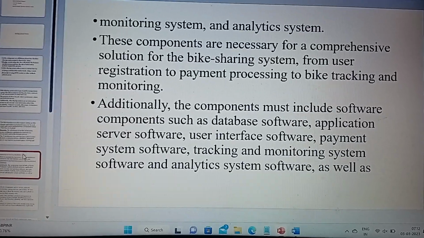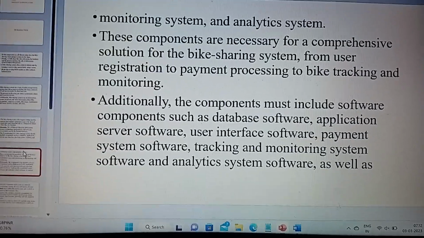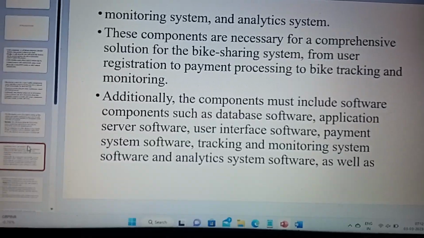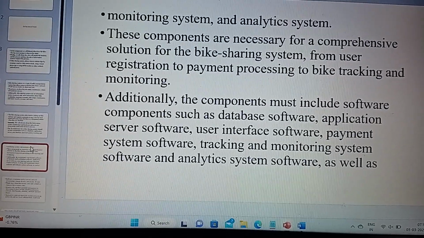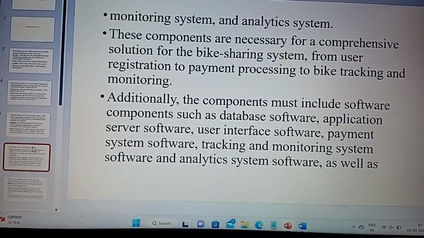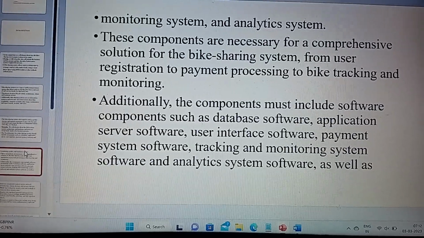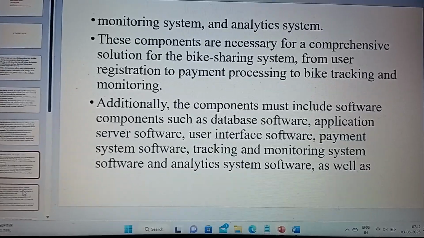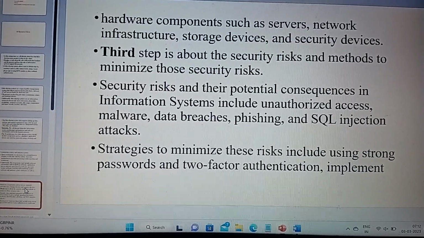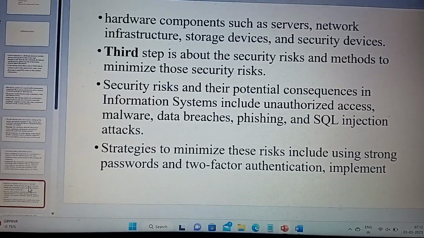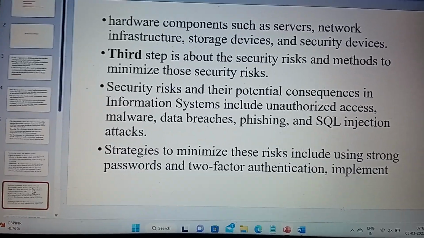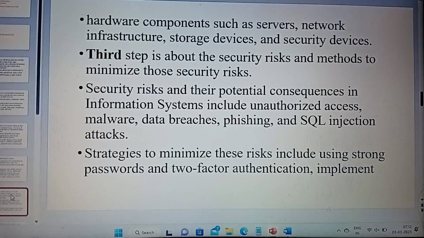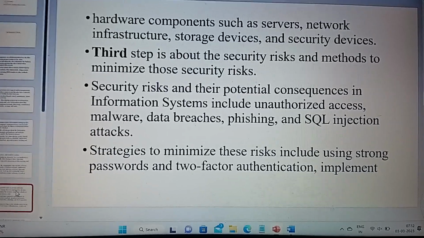The software components used are database software, application server software, user interface software, payment system software, tracking and monitoring system software, and analytics system software. As well as the software, we also use hardware components such as servers, networks, infrastructure, storage devices, and security devices for the bike sharing system.